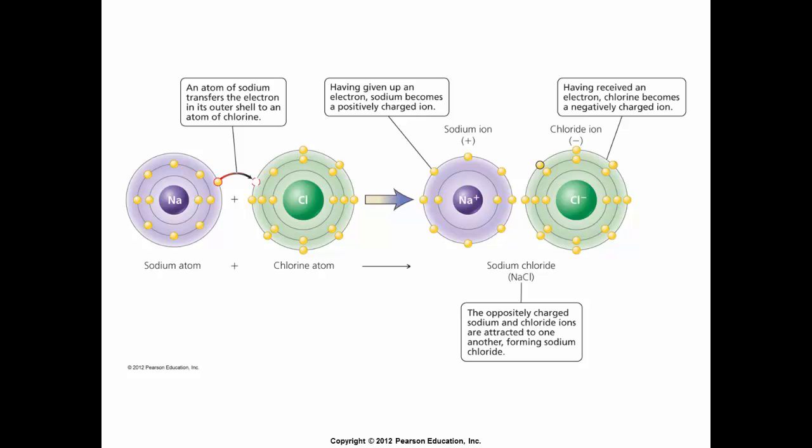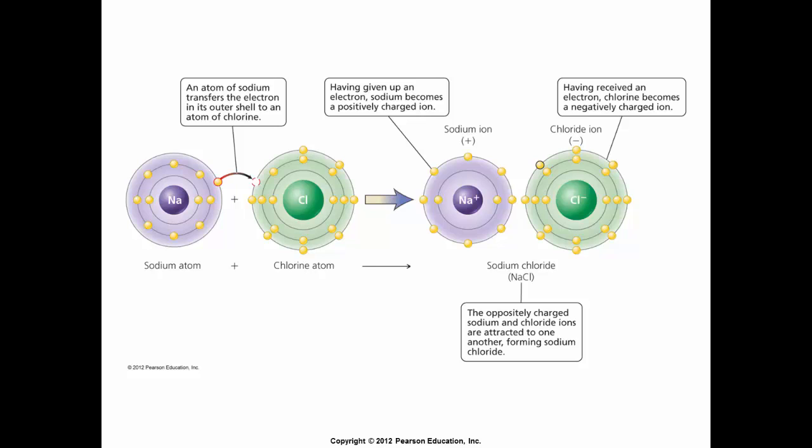This shows the sodium, which is a positive charge, plus the chloride. So an atom of sodium transfers the electron from its outer shell to the atom of chlorine. Having given up the electron, sodium becomes a positively charged ion. Chloride, having received an electron, becomes a negatively charged ion. And so the oppositely charged sodium and chloride ions are attracted to one another, forming sodium chloride.